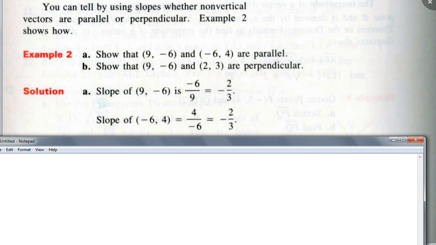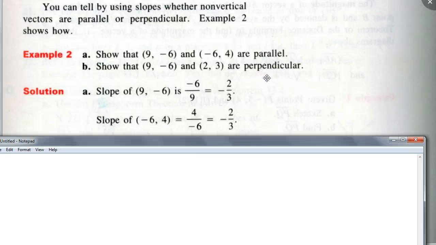Yes? I want you to notice something interesting about these two vectors, though. Are these two vectors going the same direction or the opposite direction? They're going in the opposite direction, aren't they? Look at the first one. You go to the right 9 units, right? And then go down 6, right? So it goes this way, left to right, doesn't it? What about this one? You go to the left 6 and go up 4, and so it's going from right to left. But they both have the same slope. So even though they're going in the opposite direction, they're still parallel. Does that make sense?